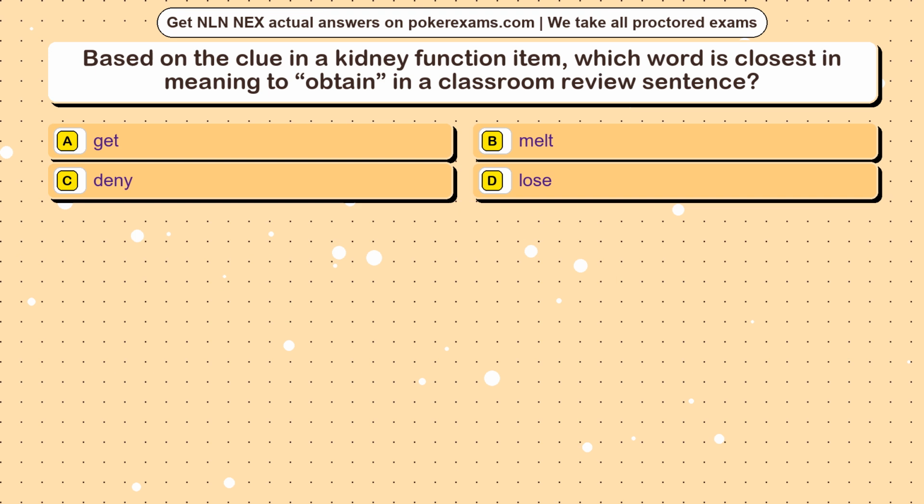Question 17. Based on the clue in a kidney function item, which word is closest in meaning to obtain in a classroom review sentence? Option A, get. Option B, melt. Option C, deny. Option D, lose.